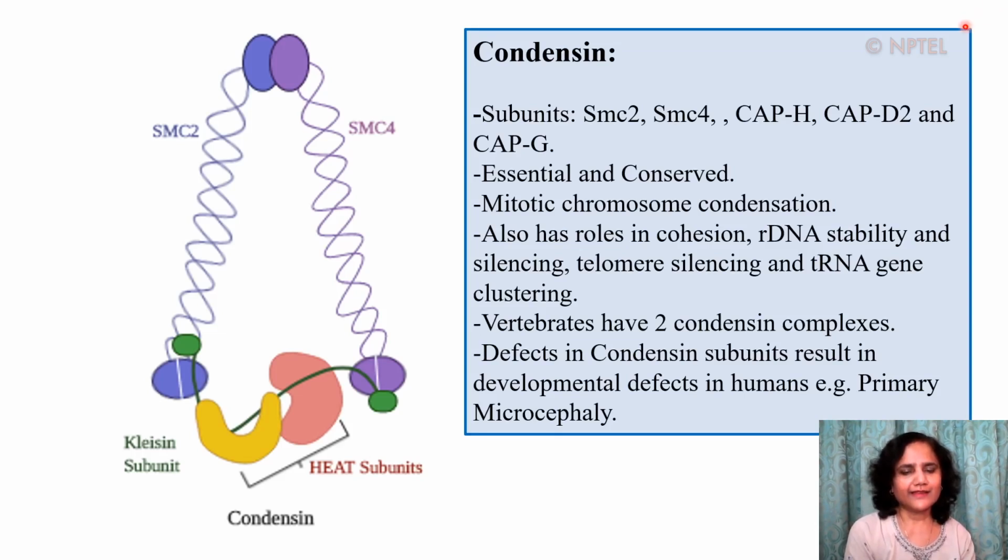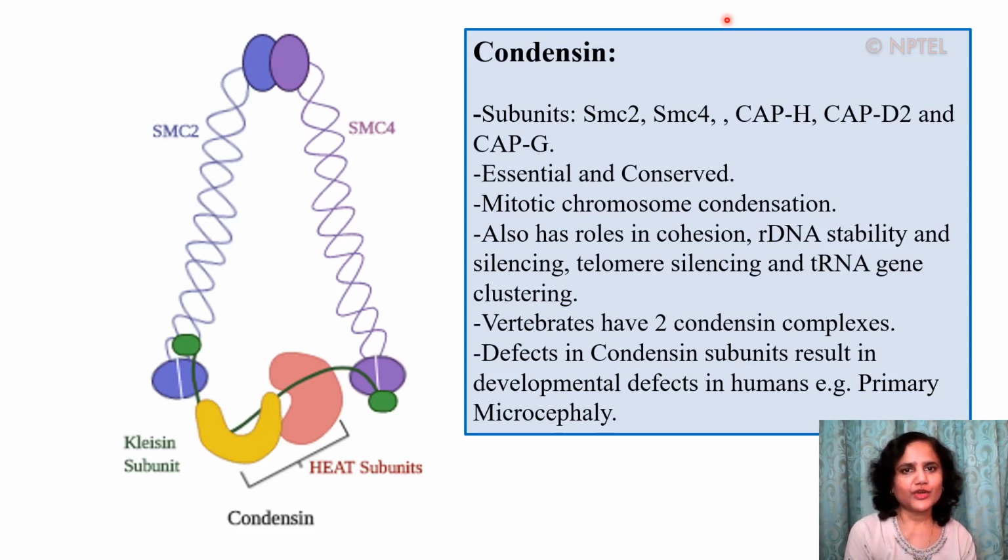The condensin complex has SMC2, SMC4 and 3 non-SMC subunits, CAP-H, CAP-D2 and CAP-G. All the subunits again in yeast at least are essential and also they are conserved. It's important for mitotic chromosome condensation.